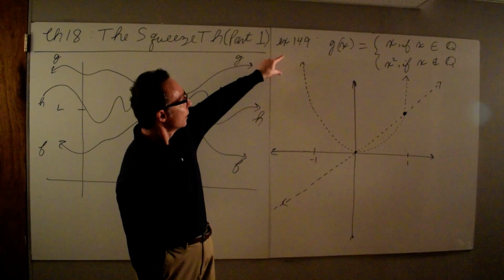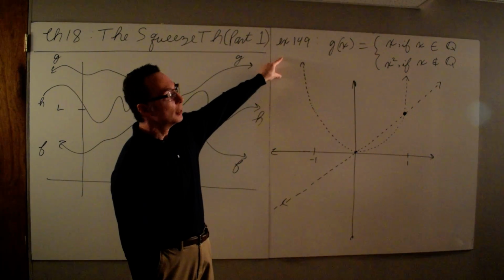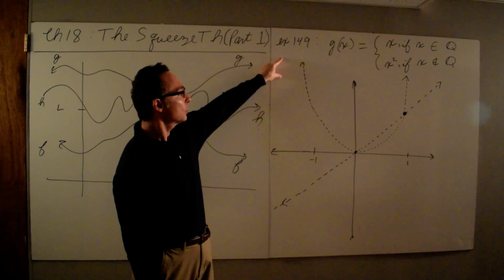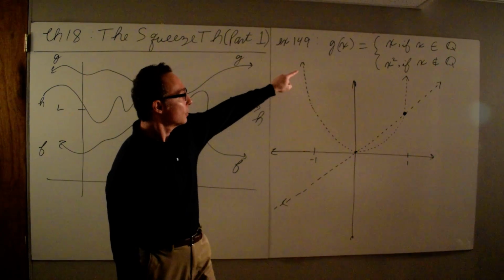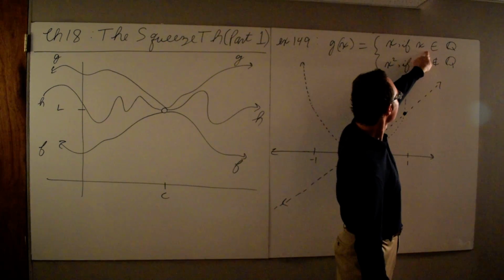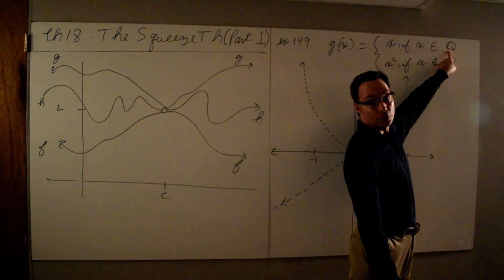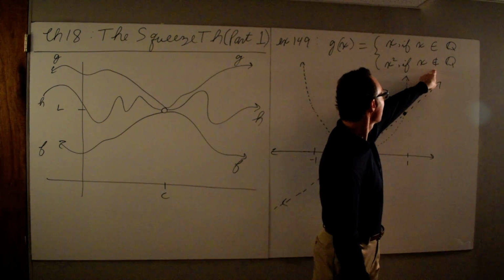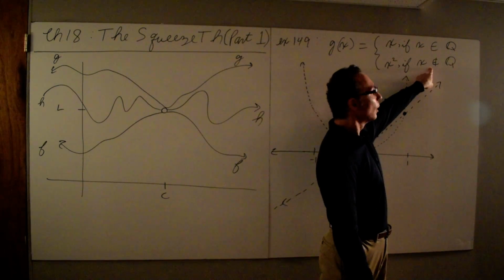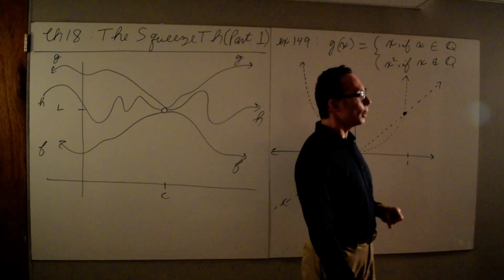g of x is a piecewise defined function. It's x if x is a rational number, and it's x squared if x is an irrational number. So this notation here says x is in the set Q, where Q is the set of rationals, and this says x is not in the set of rational numbers. So that means it's irrational.